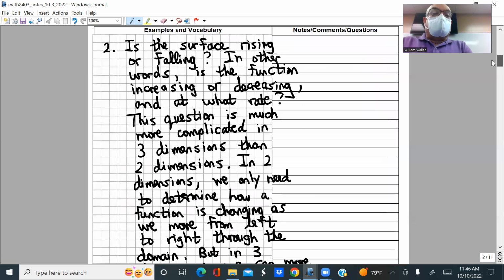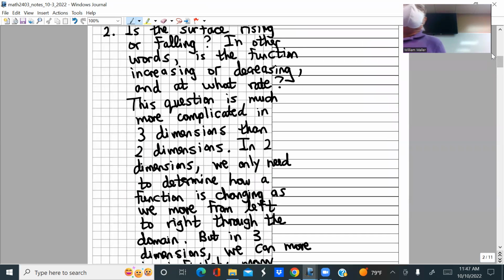Now, the other questions that we want to ask about these surfaces of two variable functions in two dimensions: we want to know, is the surface rising or falling? At a particular point on the surface, is the surface rising or falling?